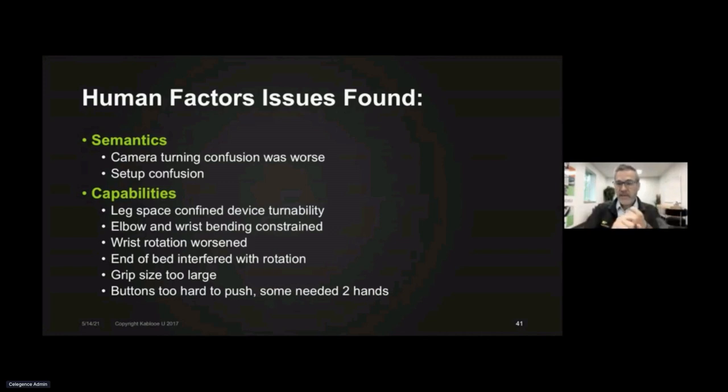Capabilities, leg space made it difficult to turn this device. Elbow and wrist bending was constrained. Wrist rotation was very difficult in one direction and became worse. The end of the bed interfered with rotation of the device. The grip size was too big for some of the users, and buttons were hard to push, and some people had to take 2 hands. There was too much force required.